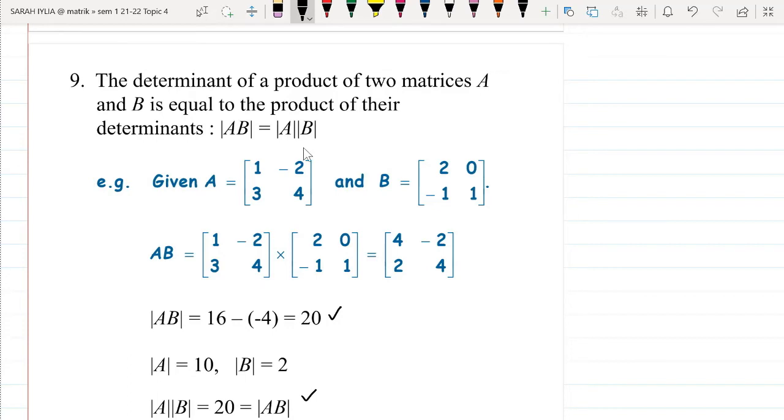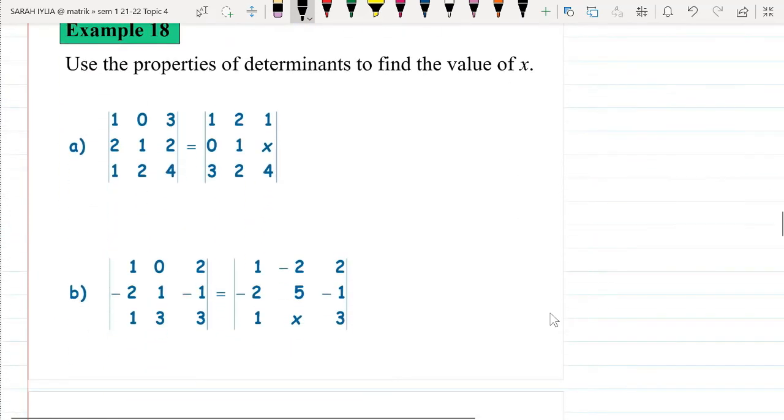Awak nak cari determinant satu-satu dulu baru darabkan pun boleh. Jawapan dia tetap sama. Okay, kita try jawab Example 18. Use the properties of determinant to find the value of X. So maksudnya from each case now kita kena tengok apa yang berubah kat situ.